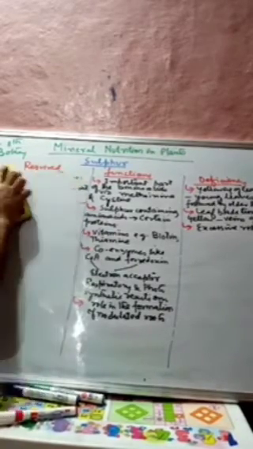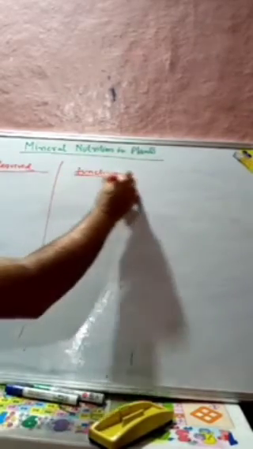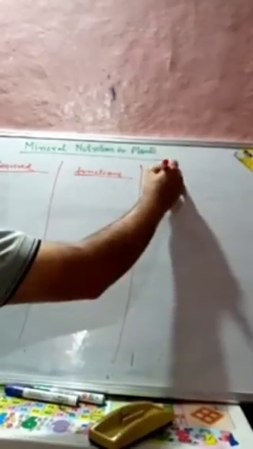Now we will try to take one more micro element. The name of this micro element is iron. We will look at the required form, where it is required, its function, and the last one, the deficiency.